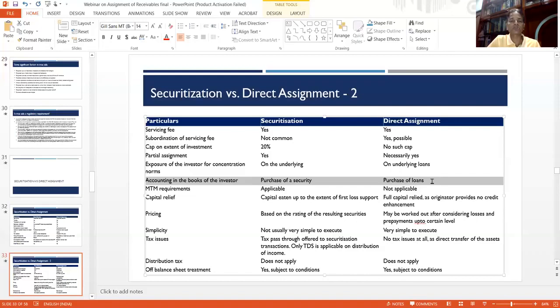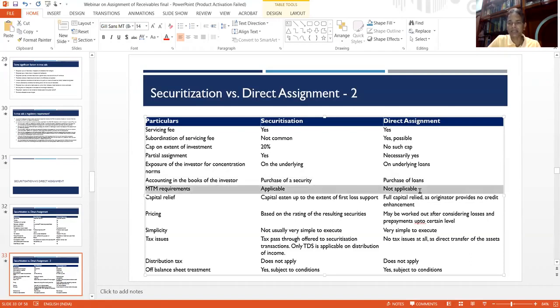Accounting in the books of investor, in case of securitization, it's purchase of a security. In case of a DA, it's purchase of a loan. Therefore, mark-to-market or fair valuation requirements, in case of PTCs will surely be applicable, depending on what accounting standard you are covered by. In case of a direct assignment, if you are buying a loan, then it can still qualify for amortized cost treatment.